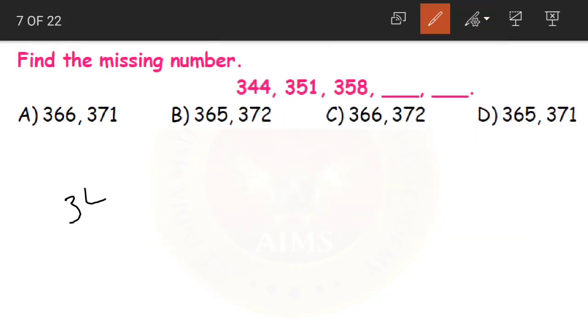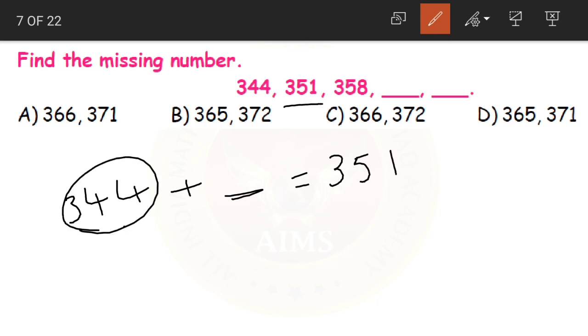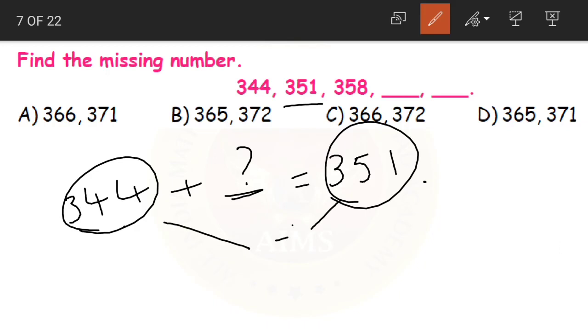Now look at this here. We have 344, and when we add some other number, the answer we get is 351. See, again the same situation. One addend is there and the sum is there. We do not know the other addend. What will we do? We'll subtract these two.